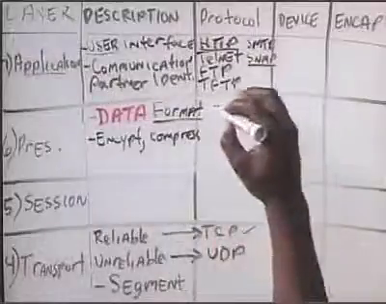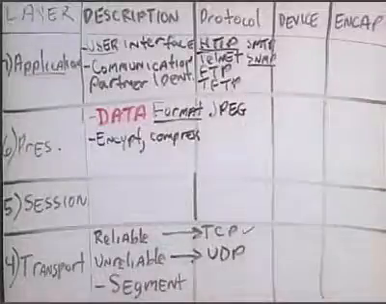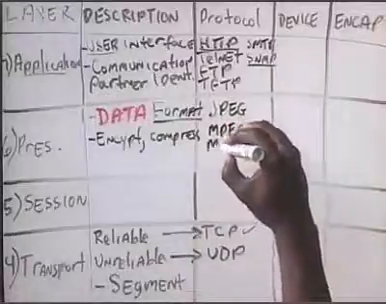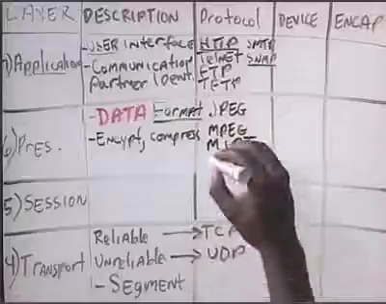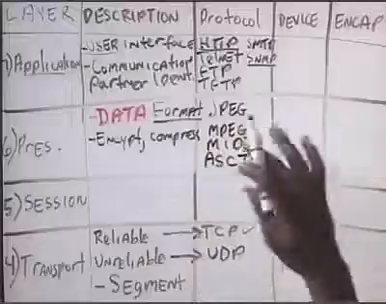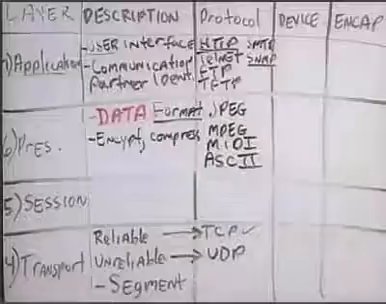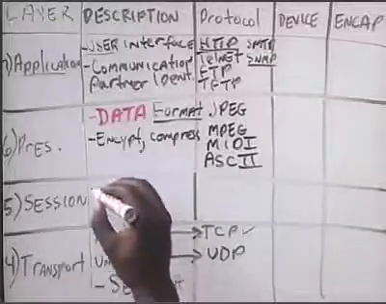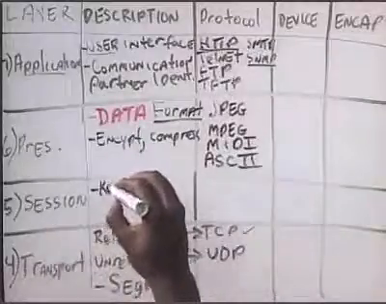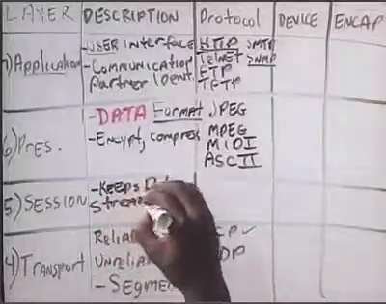A couple of examples here would be JPEG, a picture format, or MPEG, a movie format, or MIDI, music, or ASCII, which is text. These are all different formats of the user information that we might have at the application layer. The session layer is involved with keeping these different data streams separate.